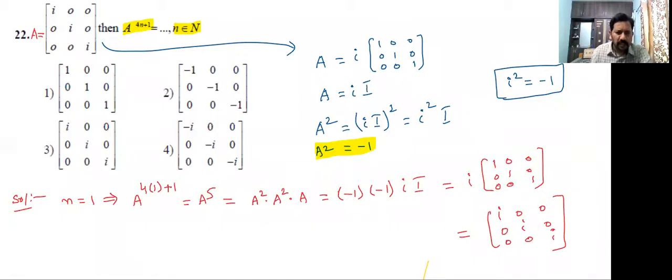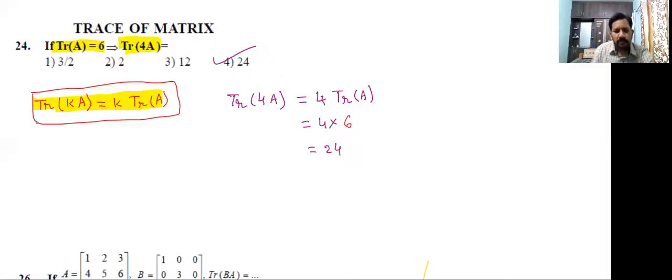See the options. Which option is correct? Third option correct. Fourth option: trace of kA is equal to k into trace of A. Trace of 4A is equal to 4 into trace of A. Trace of A value is already given here, that is 6. 4 into 6, 24. So the fourth option is correct.